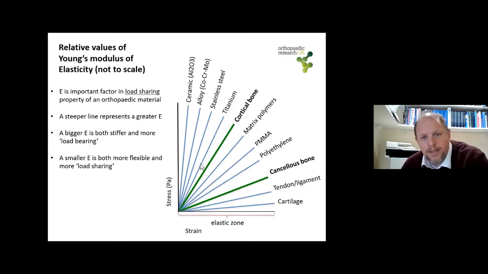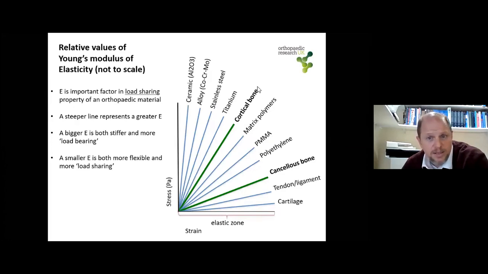So what we can see here on this stress strain graph is that some materials like ceramics are very stiff. Then we've got cobalt chrome, then stainless steel and titanium. Then we've got cortical bone. And that's important because a commonly asked question is, which metal is most similar to cortical bone in its stiffness or in its Young's modulus? And the answer there would be titanium alloy.